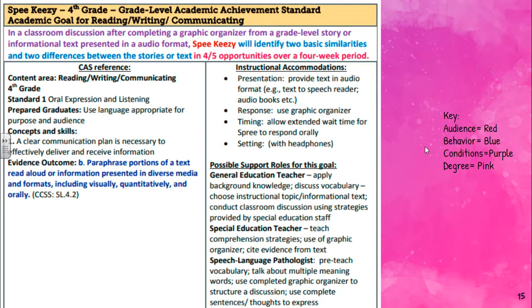And I do like that they put on the screen possible support roles for this goal, because the more people who hit a goal and reinforce a skill, the better, because the student's going to have more opportunities for practice. So they're probably going to learn it faster and learn it better. So this one has how the general education teacher can help, the learning specialist, and the speech and language pathologist.